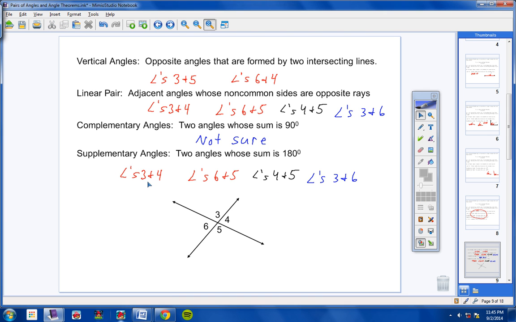If angles 3 and 4 are a linear pair, then they're supplementary. They add up to 180. If angles 6 and 5 are a linear pair, then they're supplementary. They add up to 180. If angles 4 and 5 are a linear pair, then they're supplementary. They add up to 180. If angles 3 and 6 are a linear pair, then they're supplementary. They add up to 180.